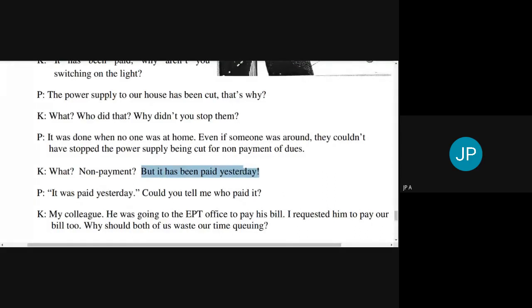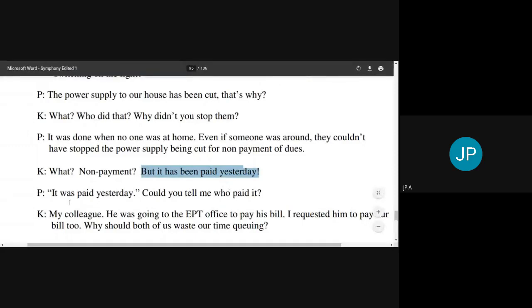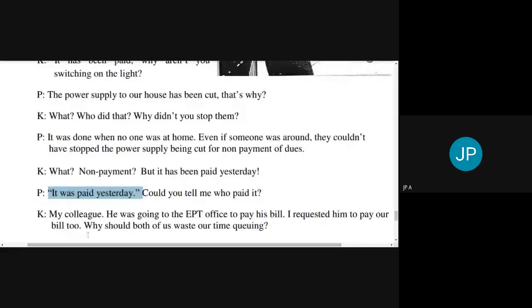So when you use time, you have to use the simple past tense. When you are not using the time, then you can use the present perfect tense. You cannot use a combination of these two. You cannot say it has been paid and yesterday both together. You have to either use it has been paid, or you have to use it was paid yesterday. So this is the correction that she makes, and it is because of the rule in tense that when you use the present perfect tense, we should not mention the time. If you have to mention the time, we have to use the simple past tense.